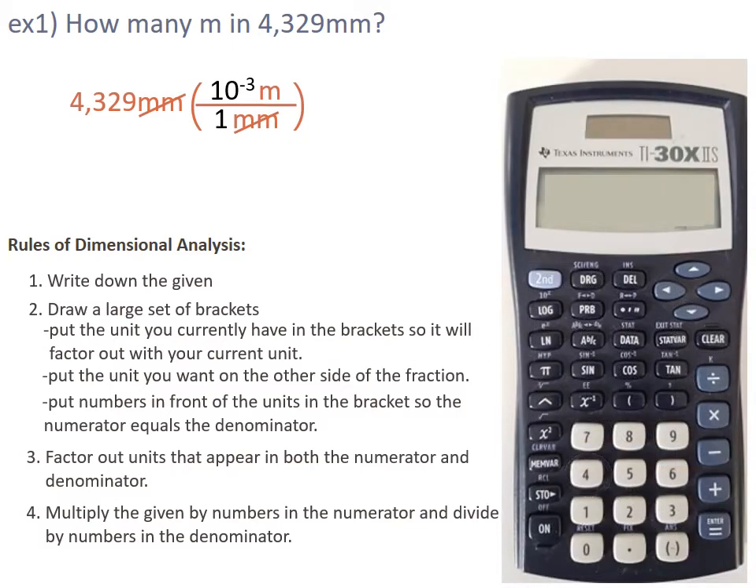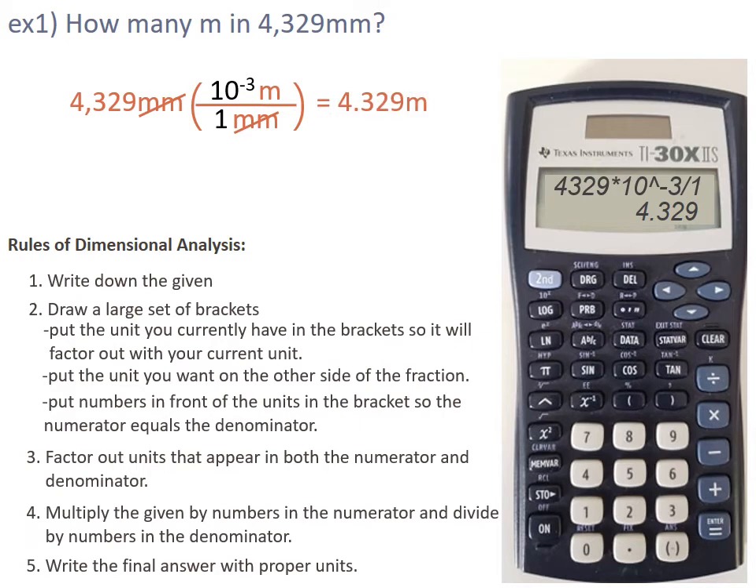So 4, 3, 2, 9 multiplied by 10 to the negative 3, so I use the caret button, and then negative 3, divided by 1. And that equals 4.329. So now I will write my final answer with proper units. 4,329 millimeters equals 4.329 meters.